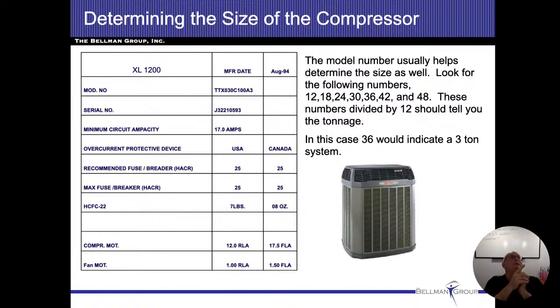But if you go to that buildingcenter.org and you look up that data plate on there, or I should say that serial number, the J3221-0593, if I remember right, there was an actual serial number on there. It should show you how to decode that and come up with August of 94. But in this case, it was easy.